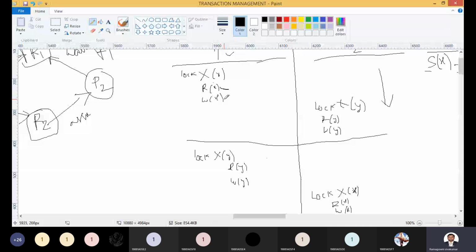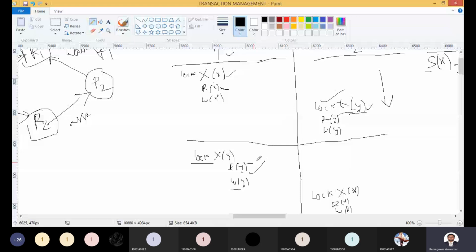I performed the exclusive lock on X data item. I performed the exclusive lock here. And here in the T2 transaction, I performed exclusive lock on Y data item. Here I'm trying to lock Y data item. So I'm trying to write Y value here from this T2 transaction. So already the Y data item is in lock condition, right? Then how can I read and how can I write here?